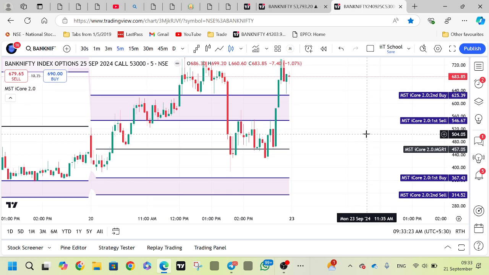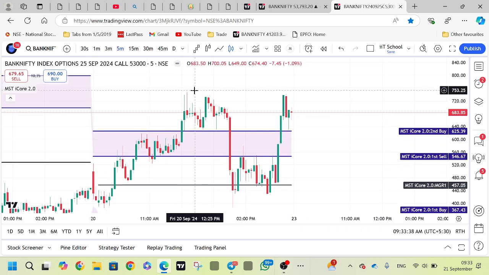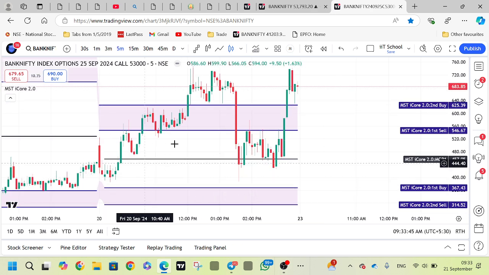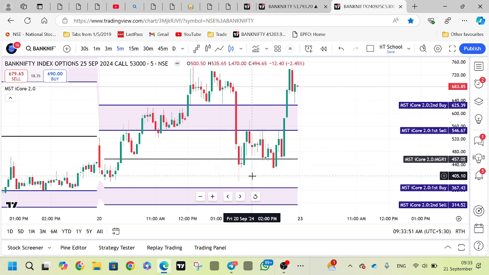This is the 53,000 call option. Based on this entry only, yesterday in the morning itself I gave the 53,000 call option buy entry at 400. The low made was 385 and the high made was around 747. So we got very good profit from 400 to 750, around 350 points yesterday. How did I give it? I will explain that also.